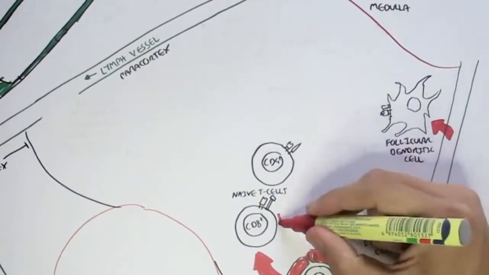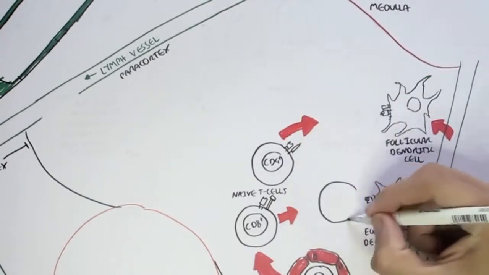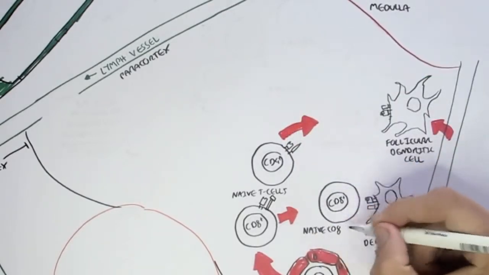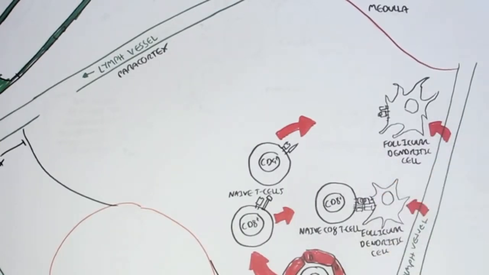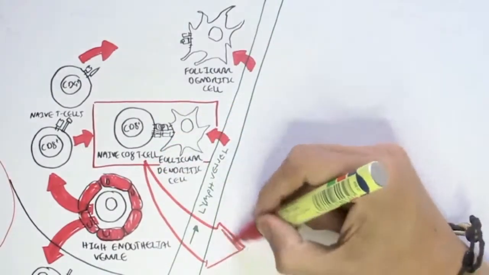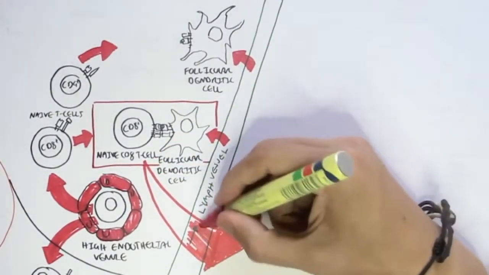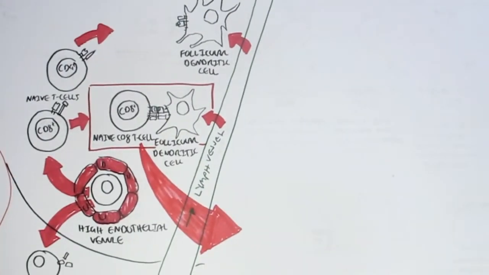And dendritic cells, remember, have the antigen presented on an MHC complex. So now when the dendritic cells are within the paracortex, these naive T cells will begin to approach and try to recognize the antigen presented by the dendritic cell. For example, if this naive CD8 T cell recognizes the antigen presented by this dendritic cell, the naive CD8 T cell will become activated. Let's have a closer look at this process.